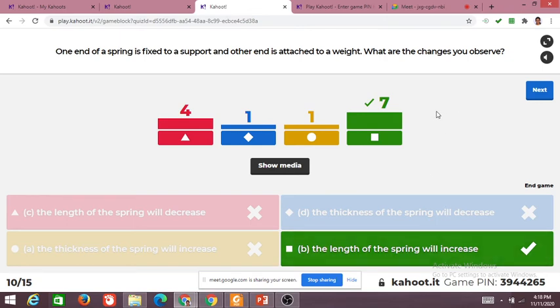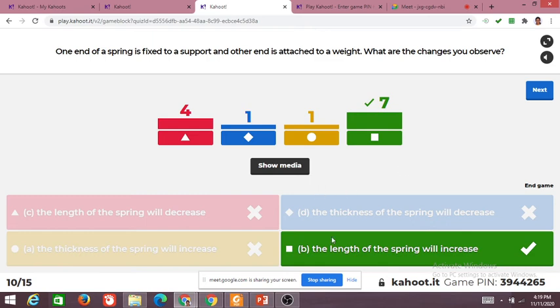If the spring is attached to a wall or something, to a support, and a weight is put at the end of the spring, what happens to the spring? The spring will elongate. Its length will increase, right? I think it's by mistake four of you have answered the length of the spring will decrease. The length of the spring will increase, okay?